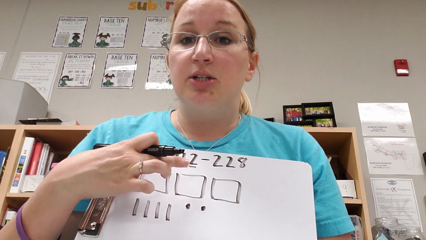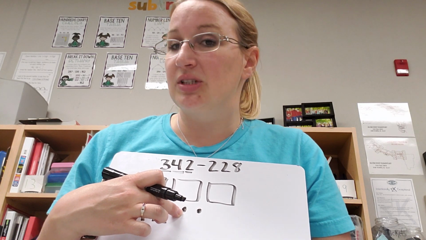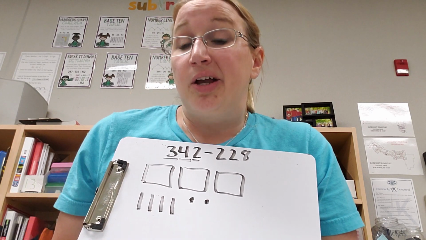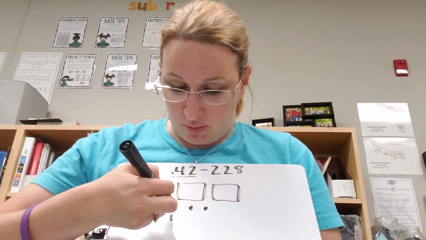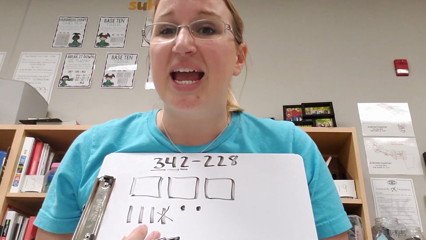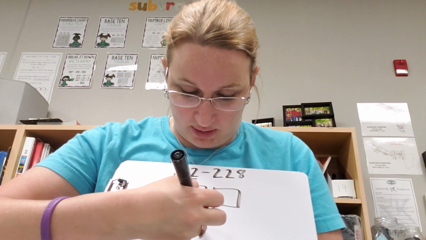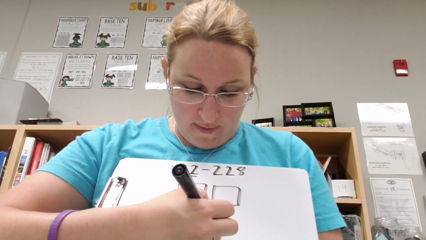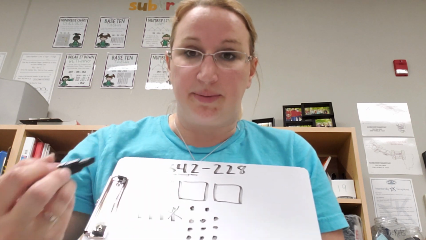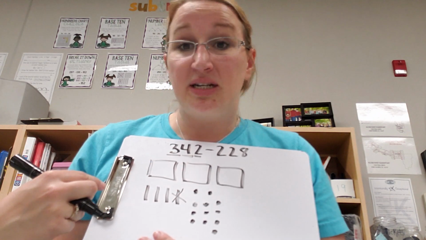So if I look at 2, if I have 2 units, can I take 8 away? I can't. Just like if I have $2, I can't spend 8. So I have to go and borrow. So I'm going to smash one of these 10 rods. Boom! Smash it, and it's going to break up into 10 units, 10 tiny units. So I'm going to add 10 units over here. 2, 3, 4, 5, 6, 7, 8, 9, and 10. So I've added my 10 units. Now, my number did not change.